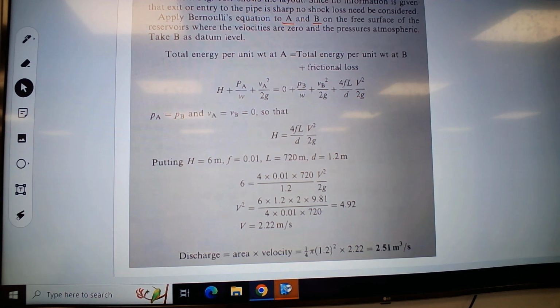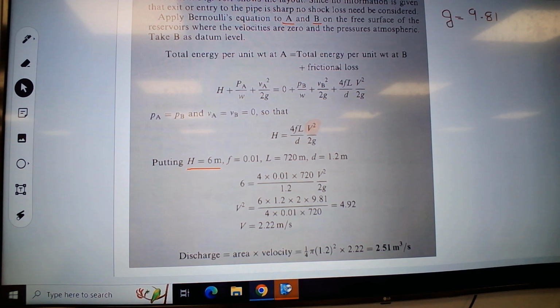Now the value for H, which was the height, is given as 6 meters. F is 0.01, the length of the pipe is 720, and the diameter is 1.2. The value of G we are going to take as 9.81. Yeah, 9.81 or 9.8, both are okay. So we put these in, and the missing bit, the thing that we don't know, is V.